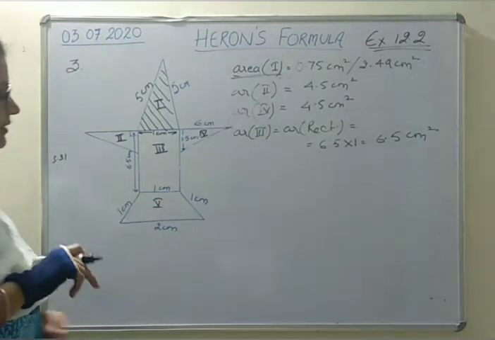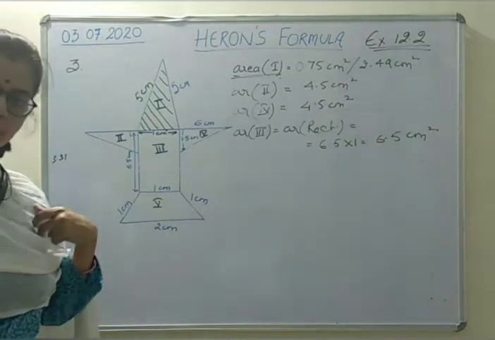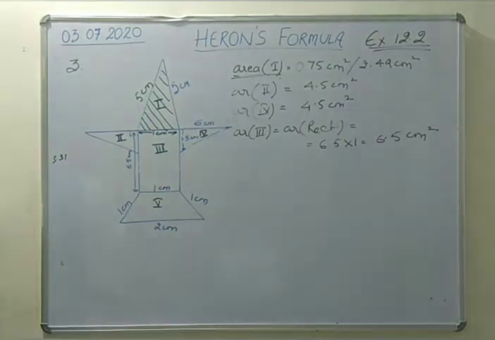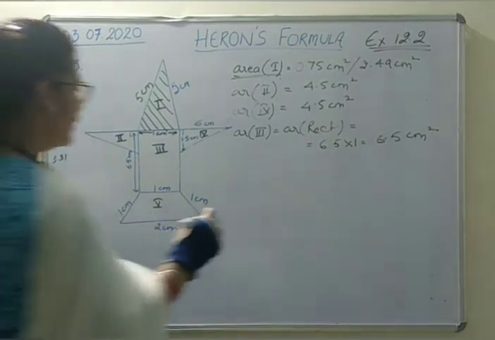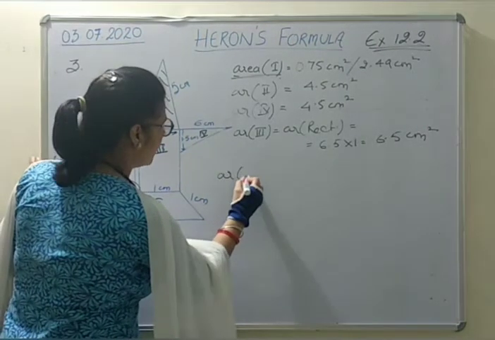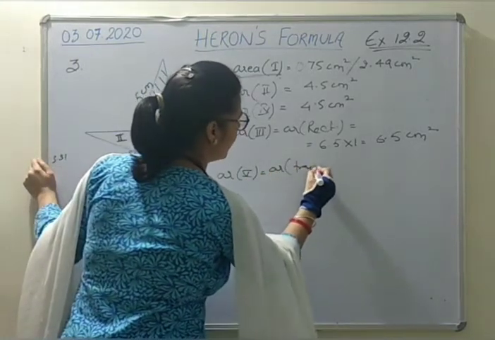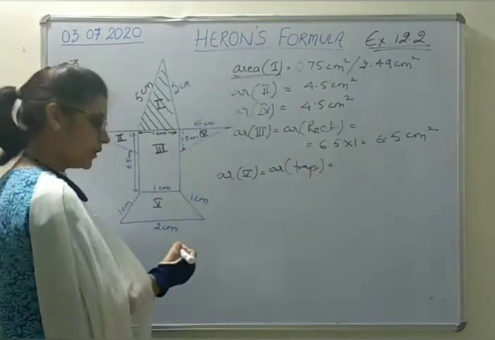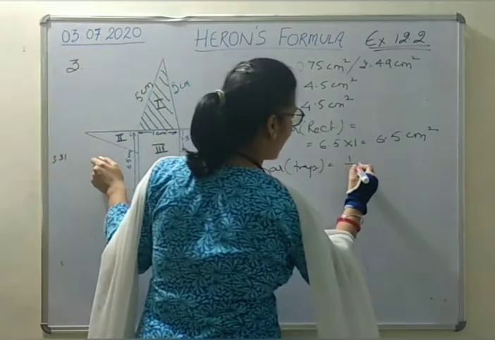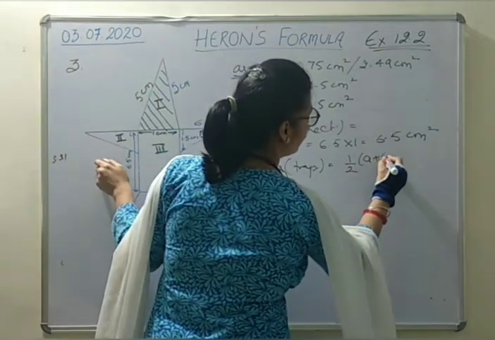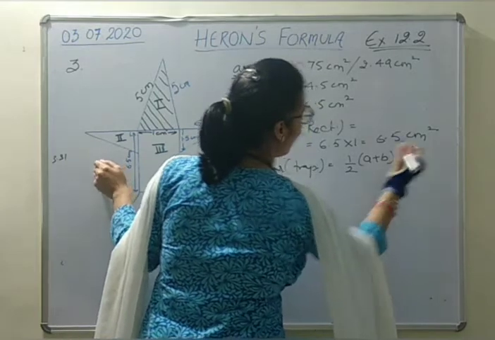Now this is a trapezium. And what is the area of the trapezium? Area of the trapezium is half into (A plus B) into H. What is area 5? It is actually the area of the trapezium. And what is the area of a trapezium? Half the sum of the parallel sides into height.